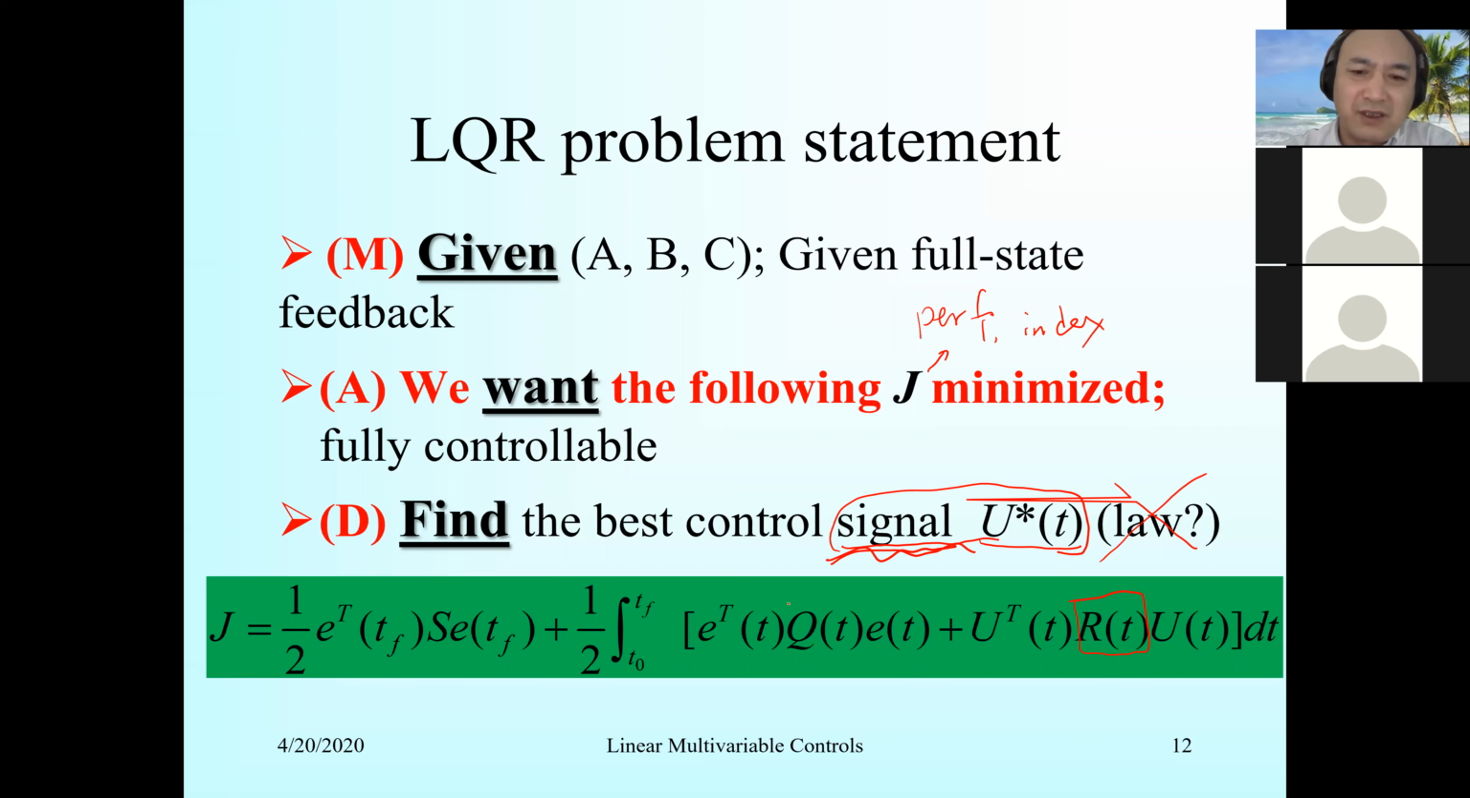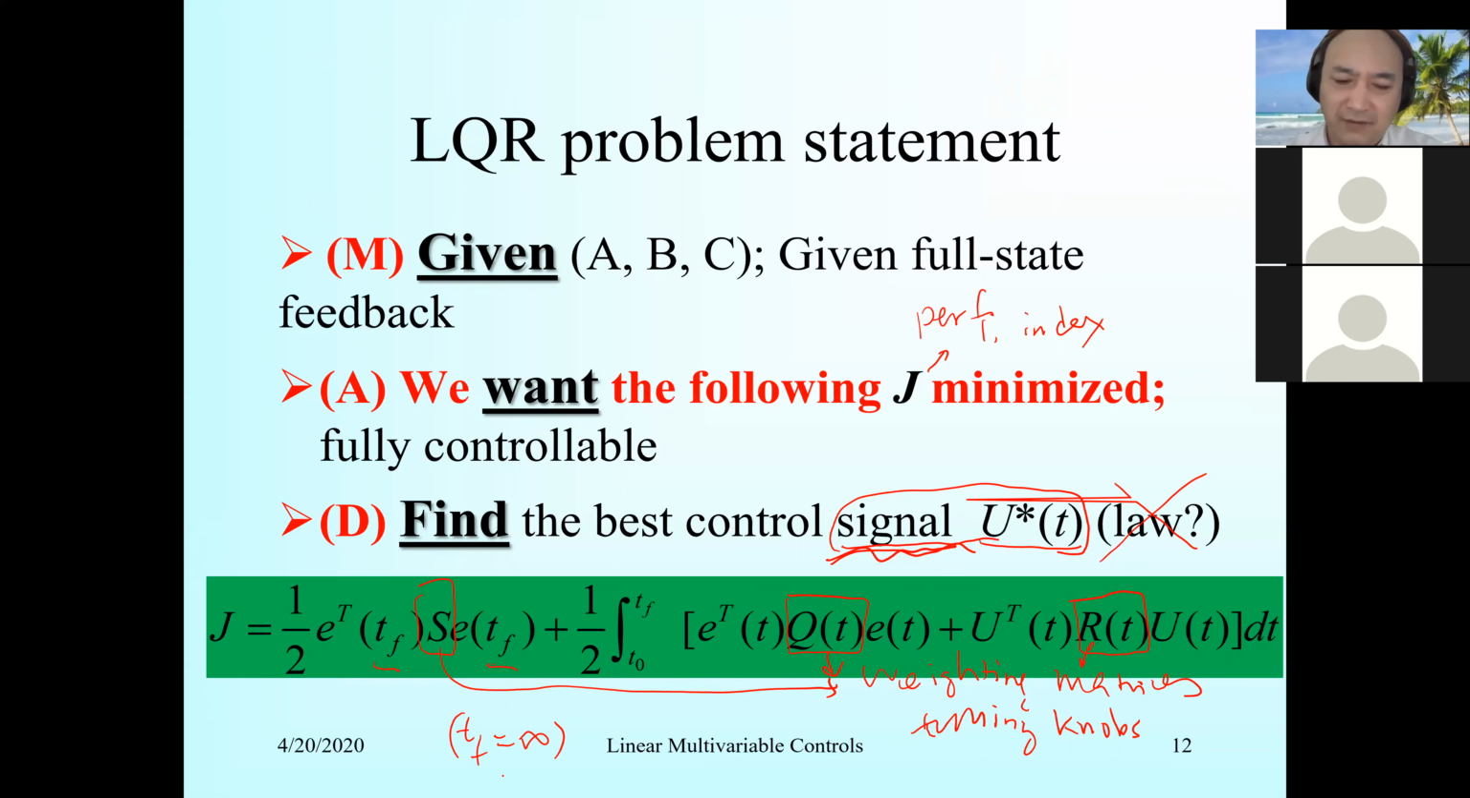So this is the error. We'll define the error later. These are called weighting matrices, and this of course is also a weighting matrix. So these are weighting matrices, and you can say these are actually tuning knobs. Depending on what you want, you can tune R, Q, and S. So t_f is the final time. Assume I do the finite time. Later we talk about infinite time when t_f is infinity. That's the next step. We first study when t_f is finite.